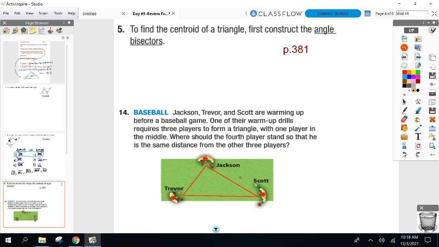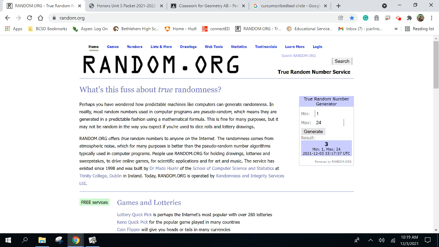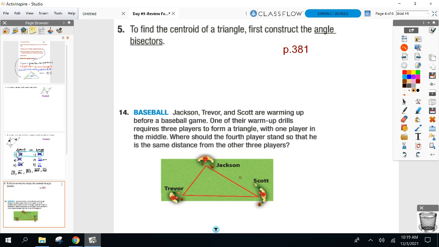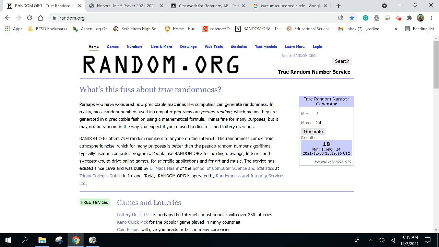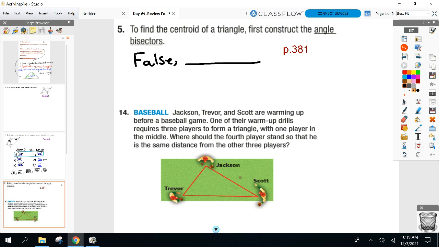The centroid is found by constructing the angle bisectors. Again, this is our vocabulary before the quiz, which I'll pass back in a second. This is vocabulary that was on the quiz and will still be tested on Monday. Is that true or false? It is false. Replace angle bisectors with the correct word. What leads to the centroid?